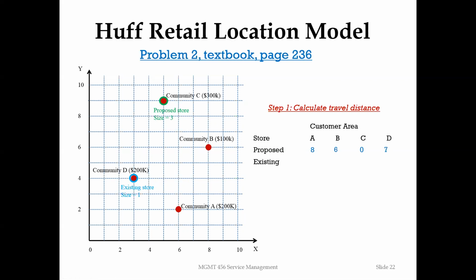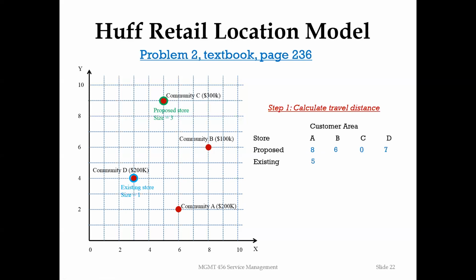Now let's also calculate or measure the travel distance to the existing store. So first of all, from A, the existing store is right inside community D. So first, what is the travel distance from A to the existing store? So basically from A to D, what's the travel distance? A is right here, D is right here. So it'll be 1, 2, 3, 4, and 5. So it's 5.